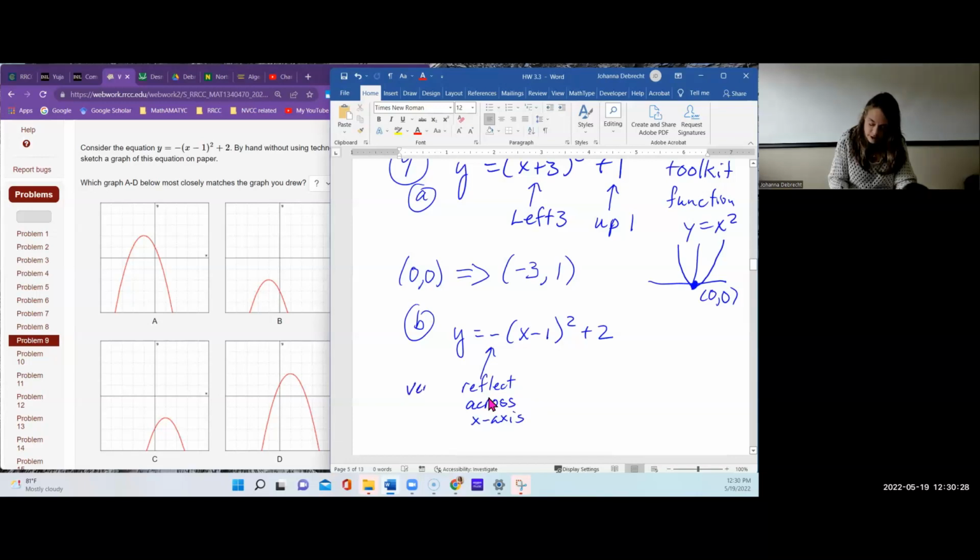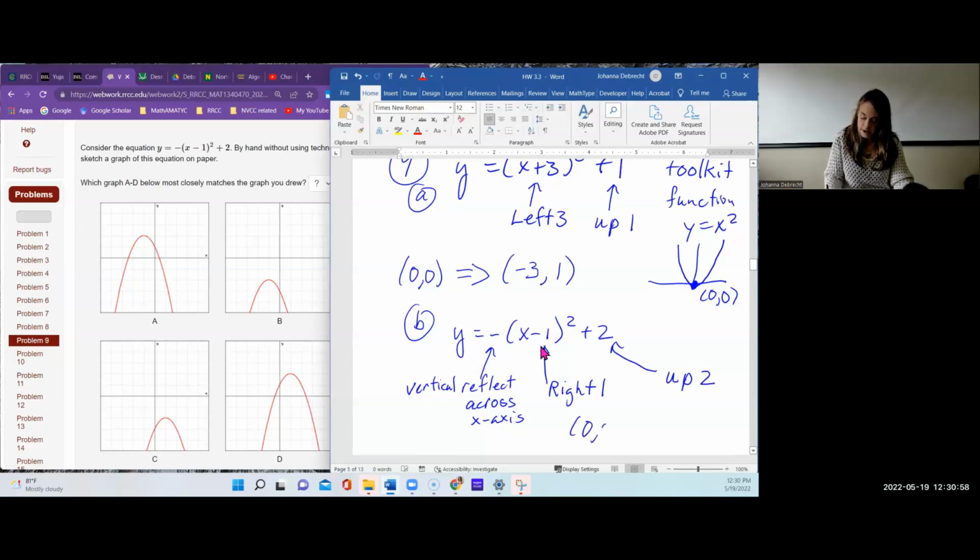It's a vertical reflection. The 1 is being subtracted inside the main square. Because of that, it's inside the notation, which means it's a shift left or right. A minus does the opposite to what I expect, so it actually went to the right one. The +2 is outside the main operation, the square, and so it does what I expect and affects y. Y controls up and down, so this goes up 2.